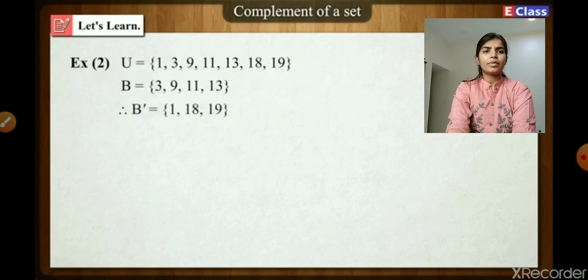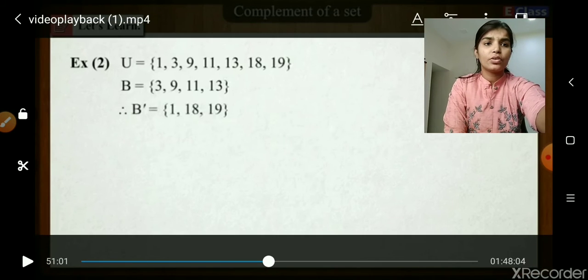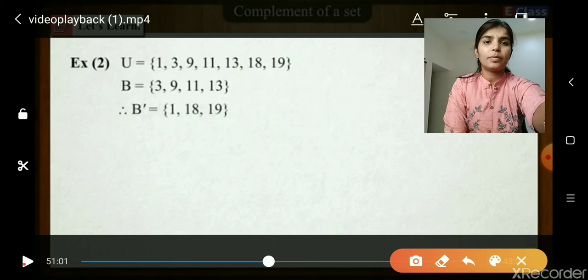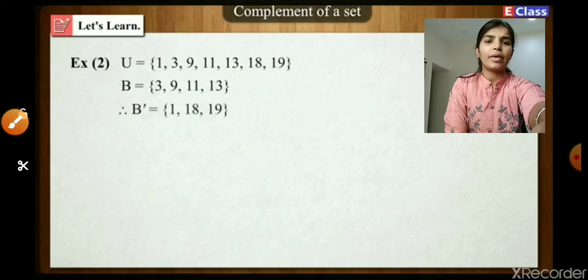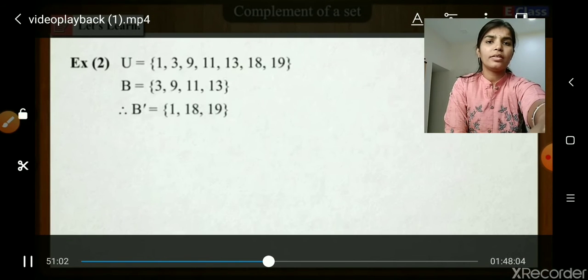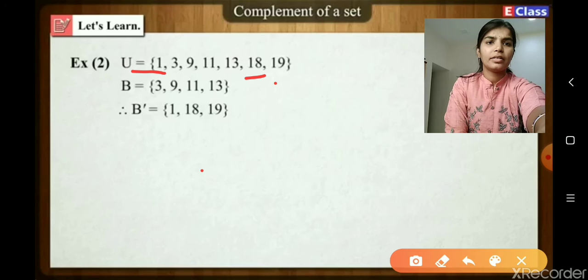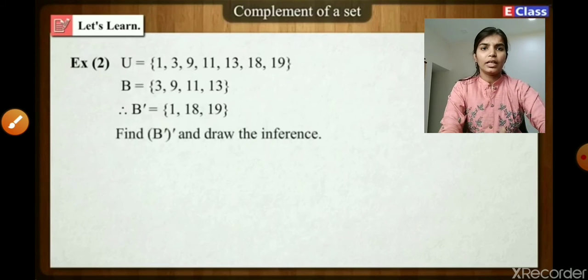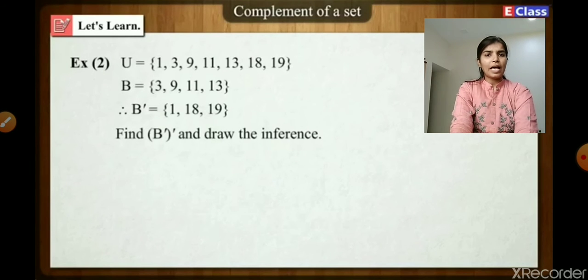So which are the numbers remaining in set U except elements of B? You just observe that in set B we are having elements 3, 9, 11, 13. These elements. Okay. So which elements are remaining? 1, 18 and 19. So these three come in the complement of B. That means B dash. So find B dash and draw the inference.